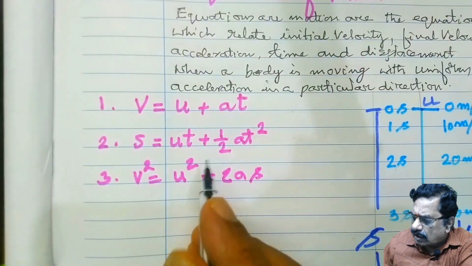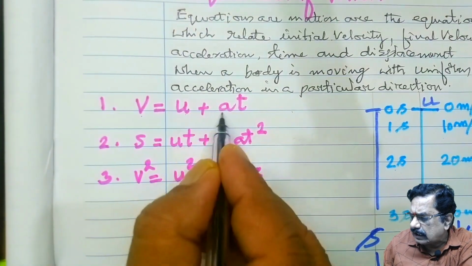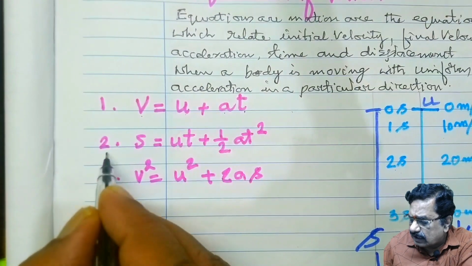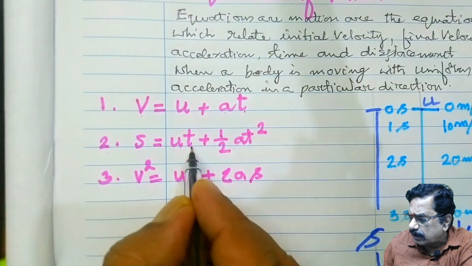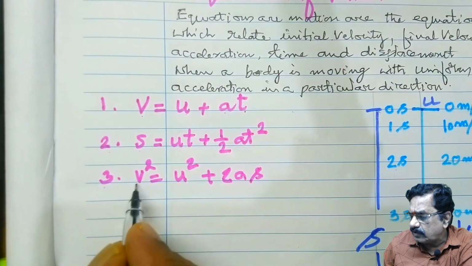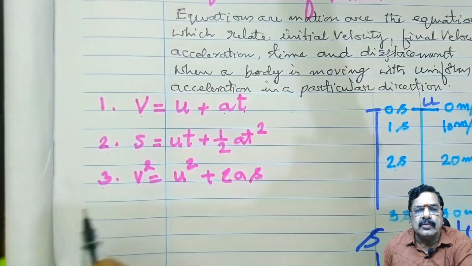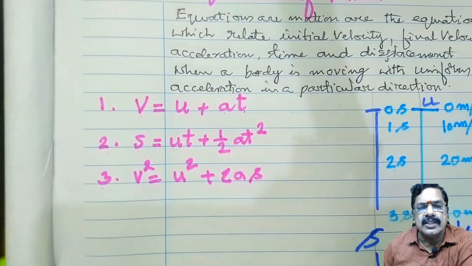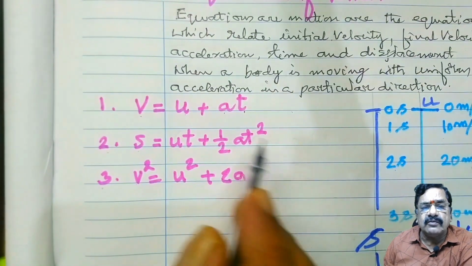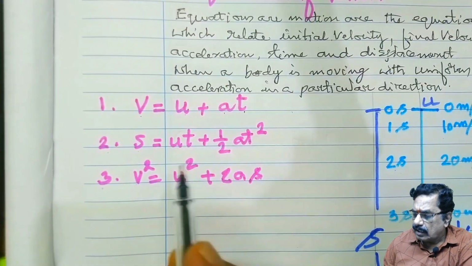Once again I will repeat. First equation is v = u + at. Second equation is s = ut + ½at². Third equation is v² = u² + 2as. Now dear children, please observe carefully how many quantities are involved here.